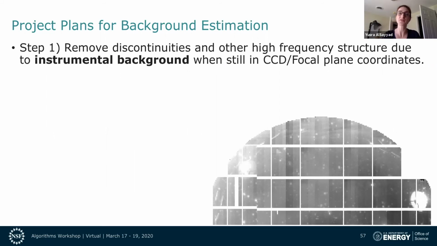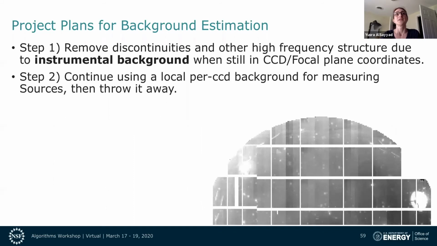Okay, so the first step is still remove the discontinuities and other high frequency structure due to instrumental background when you're still in CCD and focal plane coordinates. If you try to do this after you have already warped to the coadd plane, to the sky map projection, this gets a lot harder. We will probably still continue to use a local per CCD background for measuring sources.